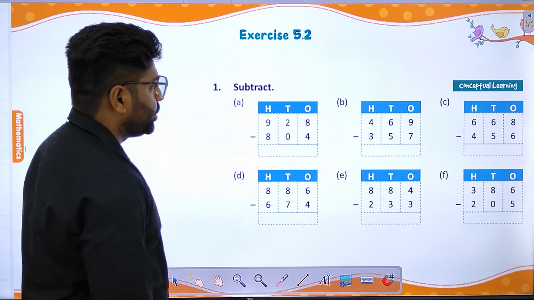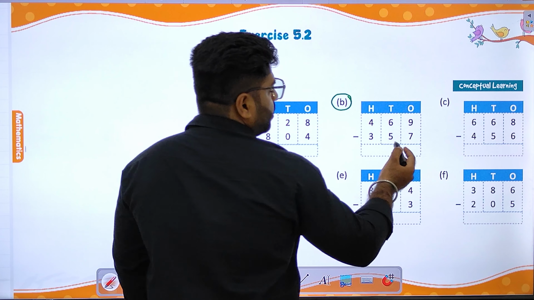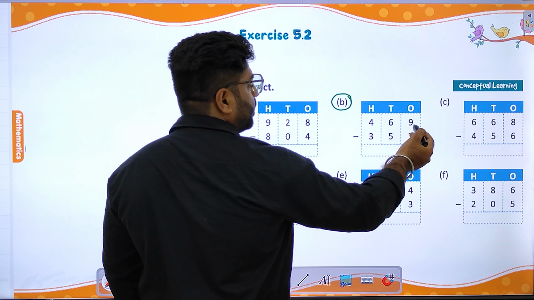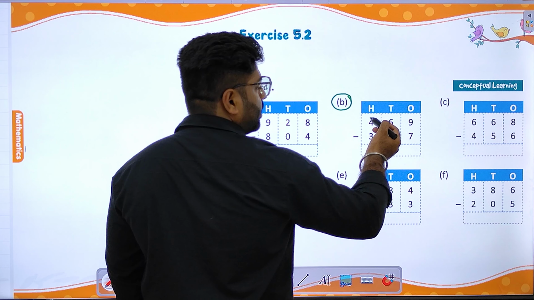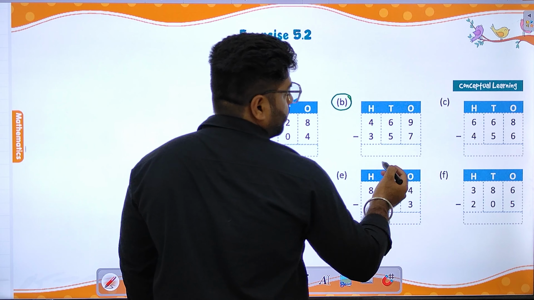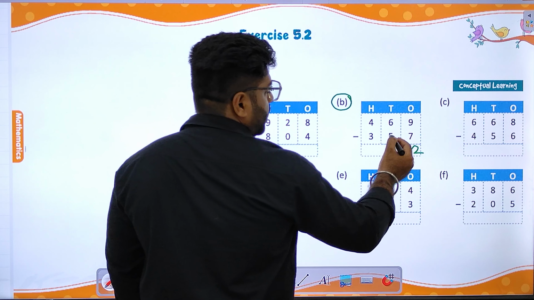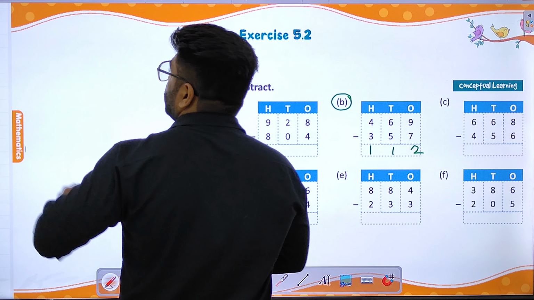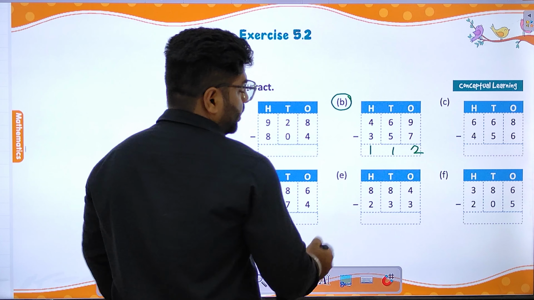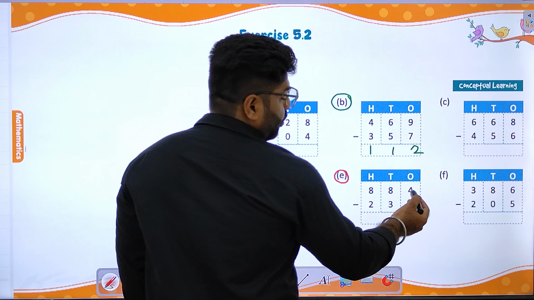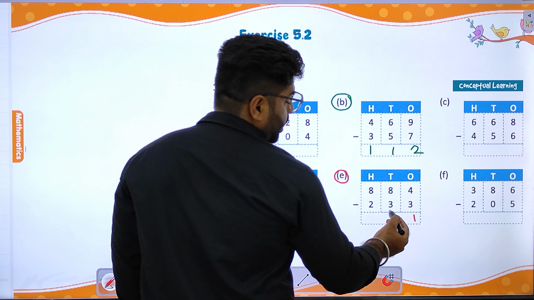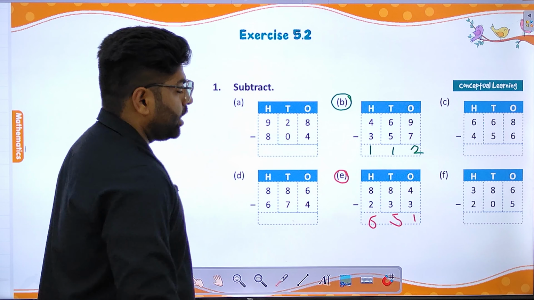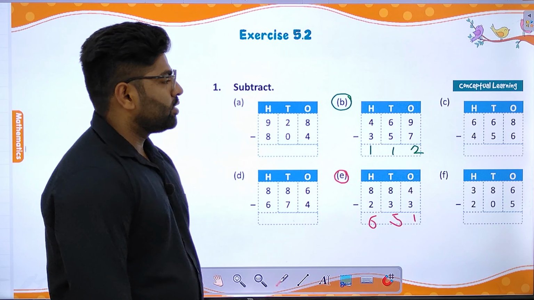Okay, now we have exercise 5.2 and we have some questions. So let's pick question number B. That is ones, tens, hundreds place, that is 3-digit numbers. We have to subtract ones from ones, tens from tens, and hundreds from hundreds. So 9 minus 7, we are having 2. 6 minus 5 is 1, and 4 minus 3 is again 1. Let's pick one more question, that is question number E. So here 4 minus 3 is 1, 8 minus 3 we are having 5, and 8 minus 2 we are having 6. So we are having 651 as the answer.